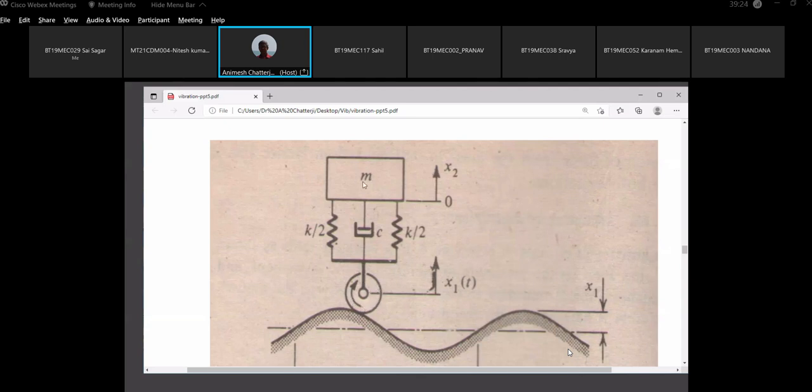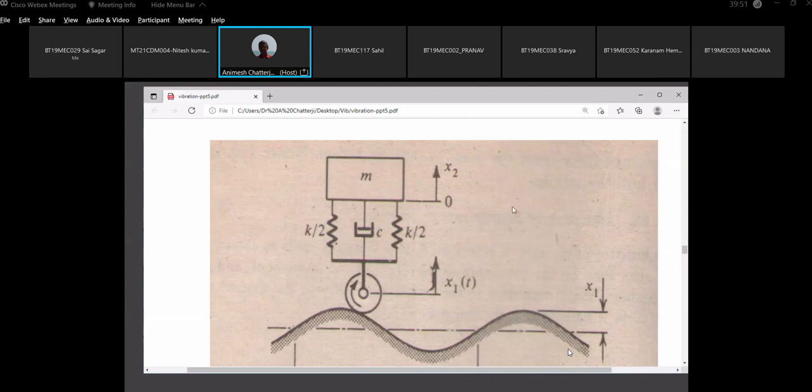In between the wheel and the body of the vehicle, we have a suspension so that the stiffness is K and damping is C. If this wheel is given an up and down motion x1(t), then how much will be motion x2? That is our objective now. So what will be the equation of motion?